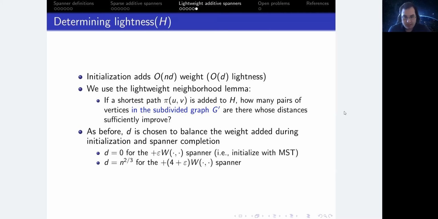It turns out for the plus epsilon w spanner, we can just set d equals 0, which is the same as initializing with the minimum spanning tree. For the plus 4 plus epsilon w spanner, we'll set d to be n to the 2/3.